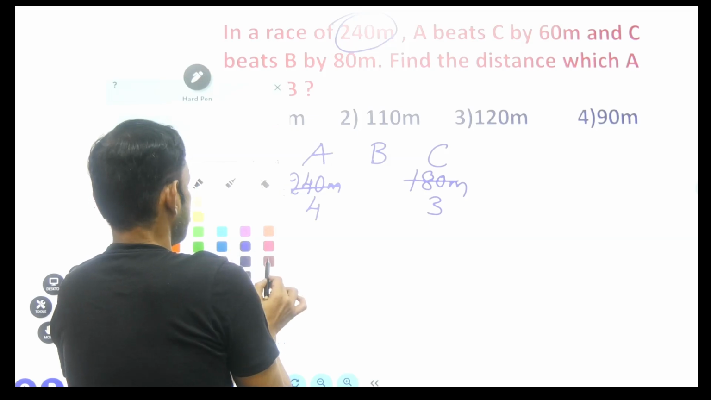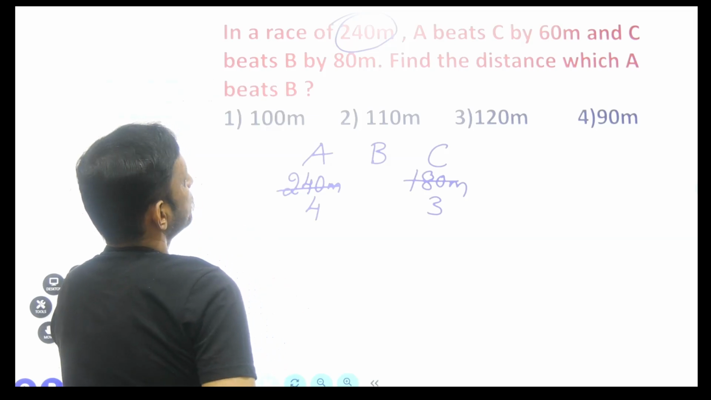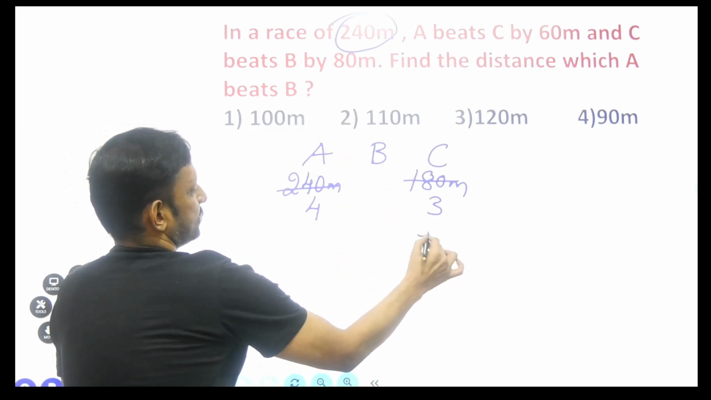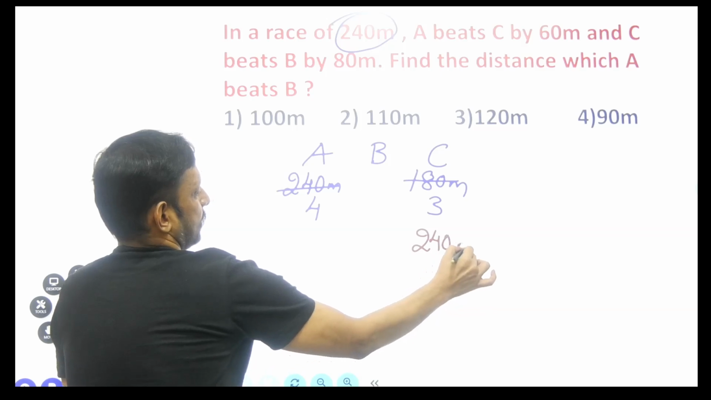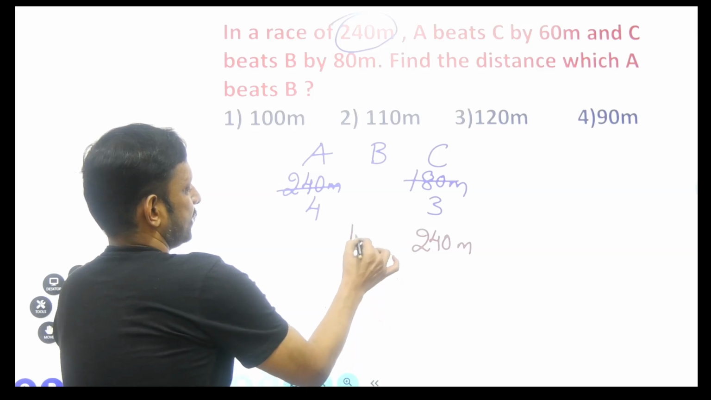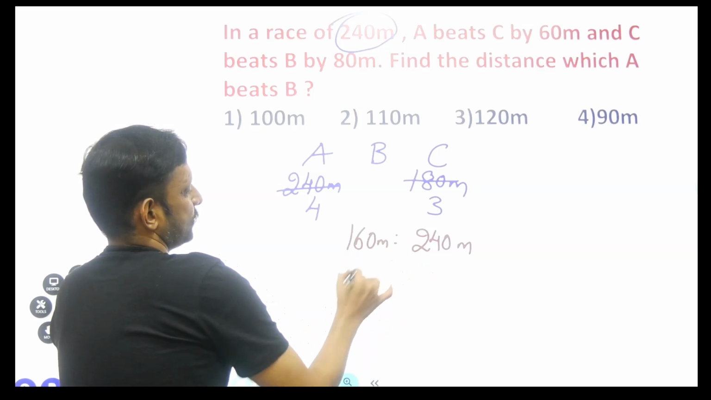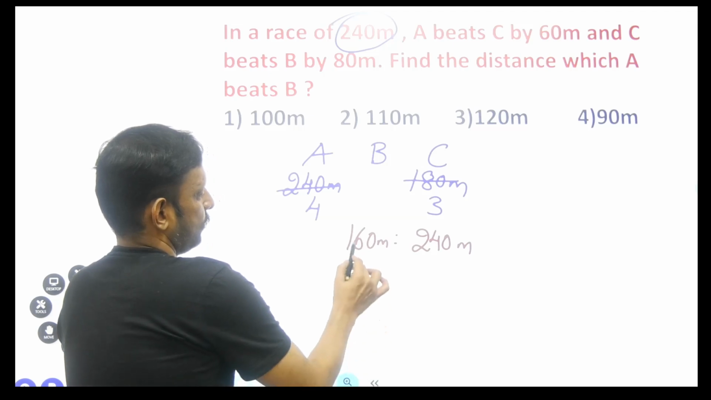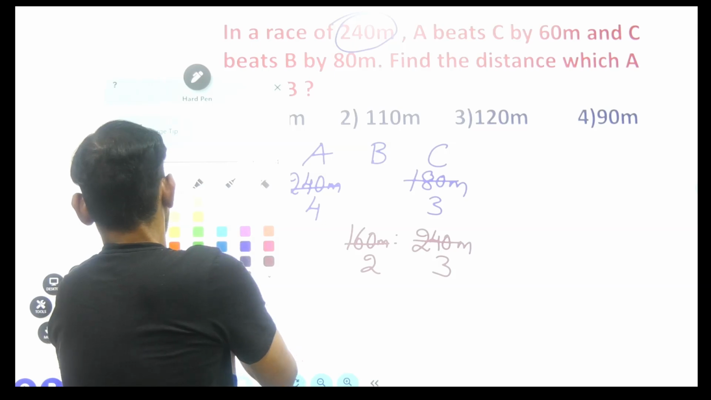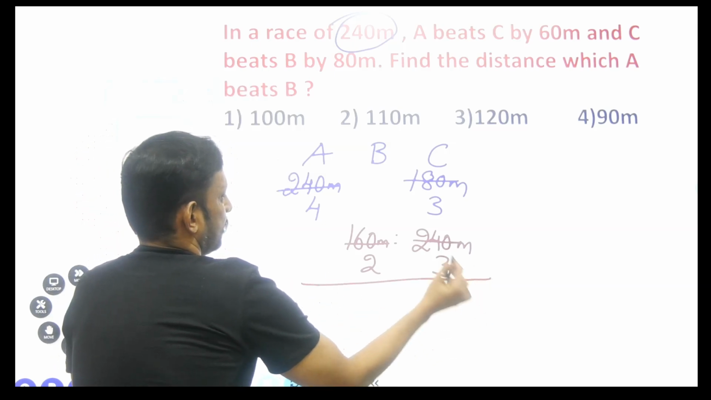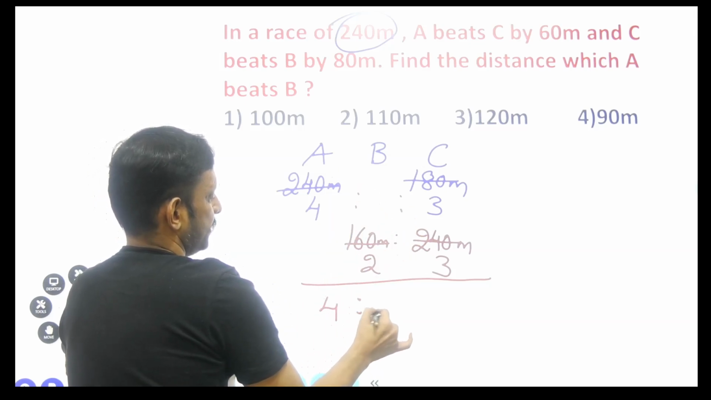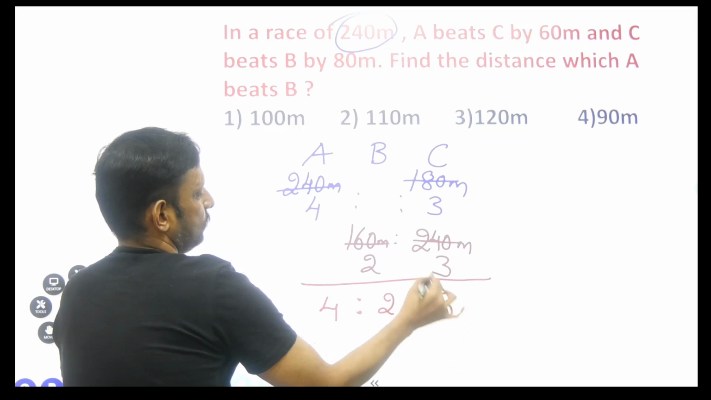Now the next comparison is C beats B. That means C won the race of 240 meters, and beats B by 80. You have to subtract that 80, you'll get 160. Now what is the ratio? 8 2s are 16, 8 3s are 24, so 2 and 3. So finally, clearly I can observe that A is to B is to C is 4 is to 2 is to 3.